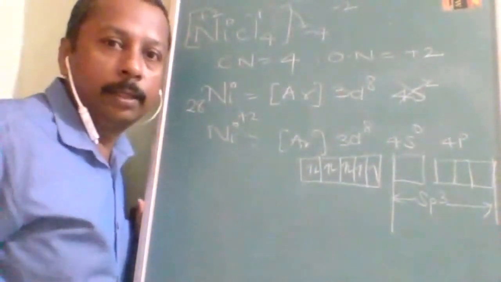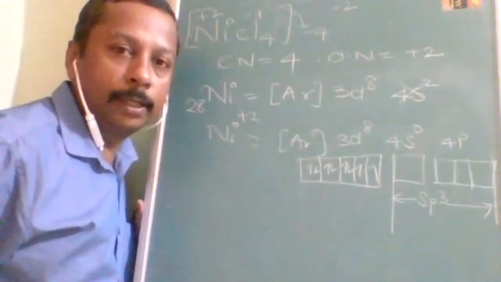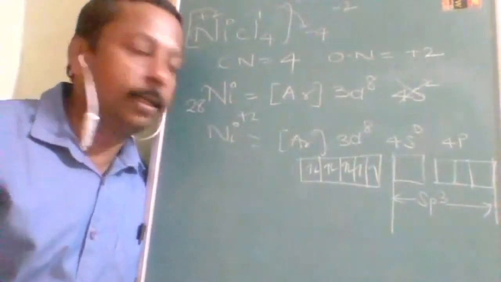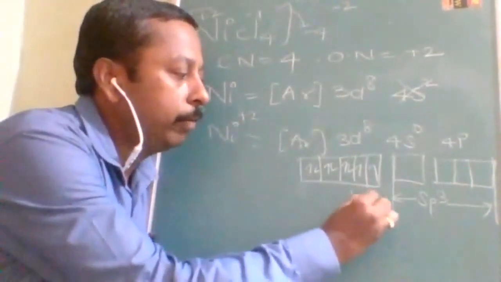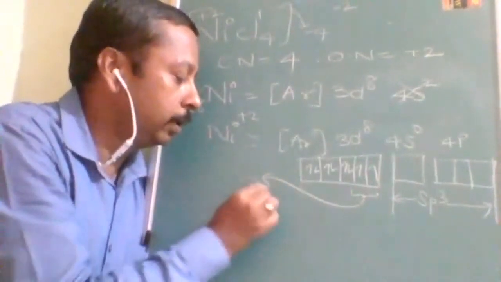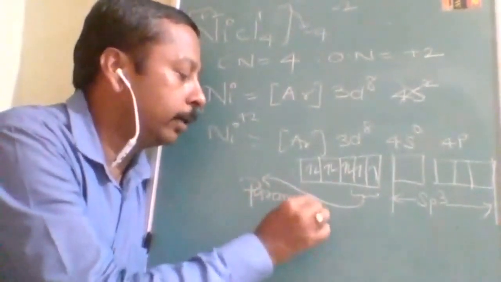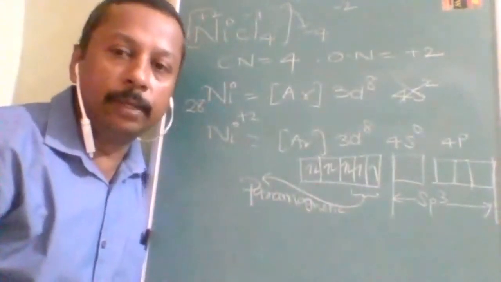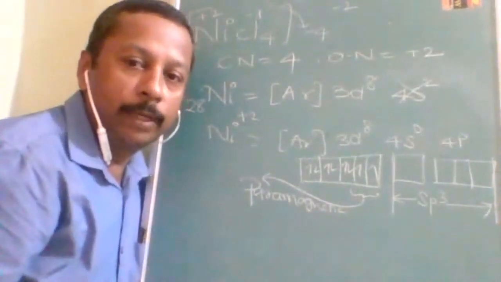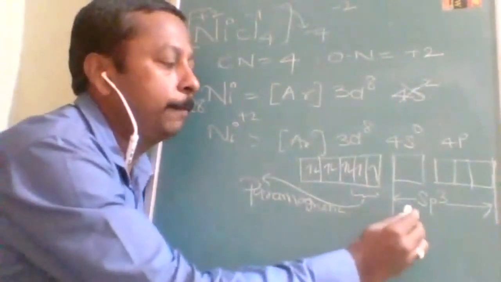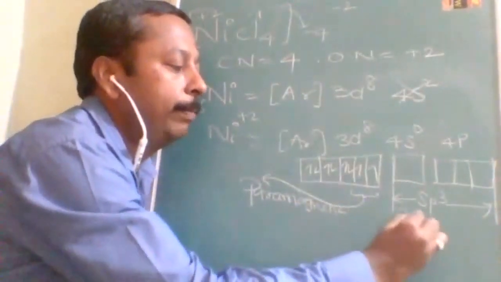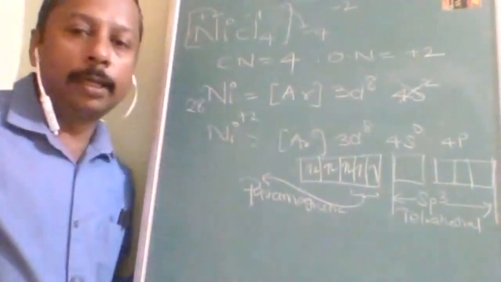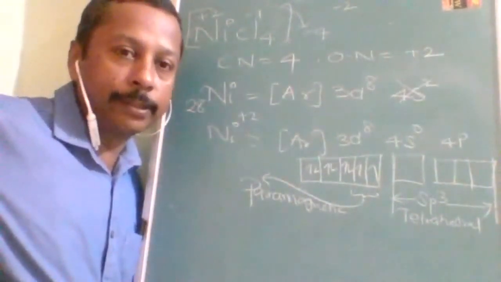Hybridization is going to be sp3. Any doubt about this, students? There is a magnetic nature also we can find out. 2 unpaired electrons are there, therefore it is paramagnetic. You can find out the magnetic moment also. Now with sp3, the shape will be tetrahedral. Is it understood, students, how to find out the structure?